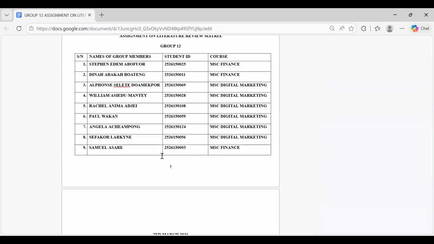Stephen, Eden, Abofo, Diana Boateng, Alphonse, William Seydoux. Why are you 9 when I said you should be 7? Anyways. William, Mante, Rachel, Ajay, Paul, Wakan, Angela Champon, Sefako, and Samuel Asari. What topic are you dealing with?